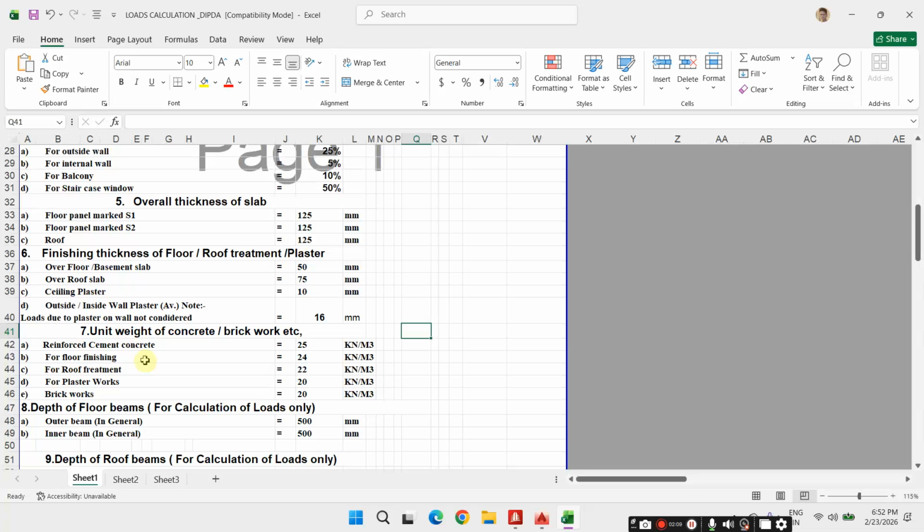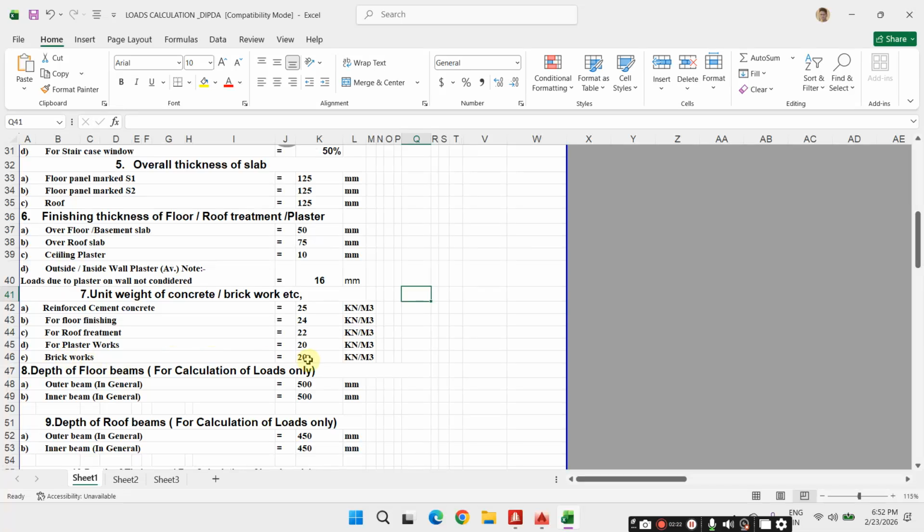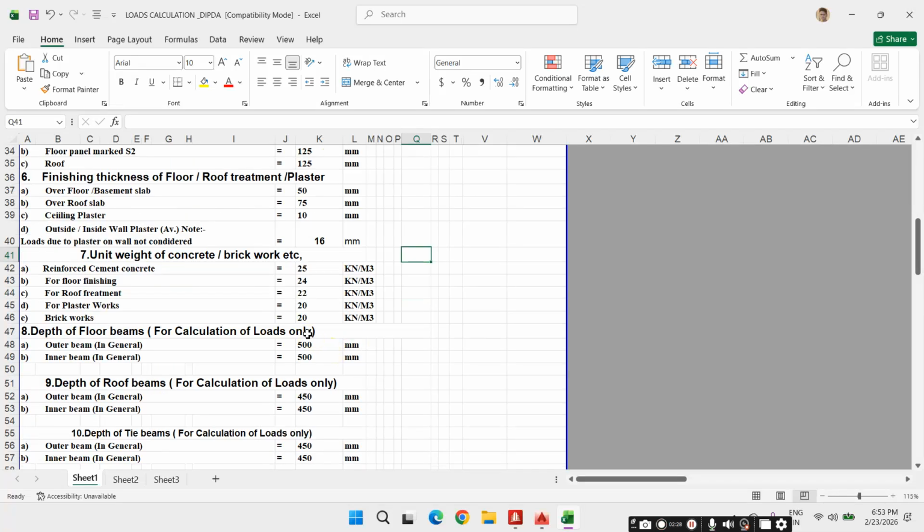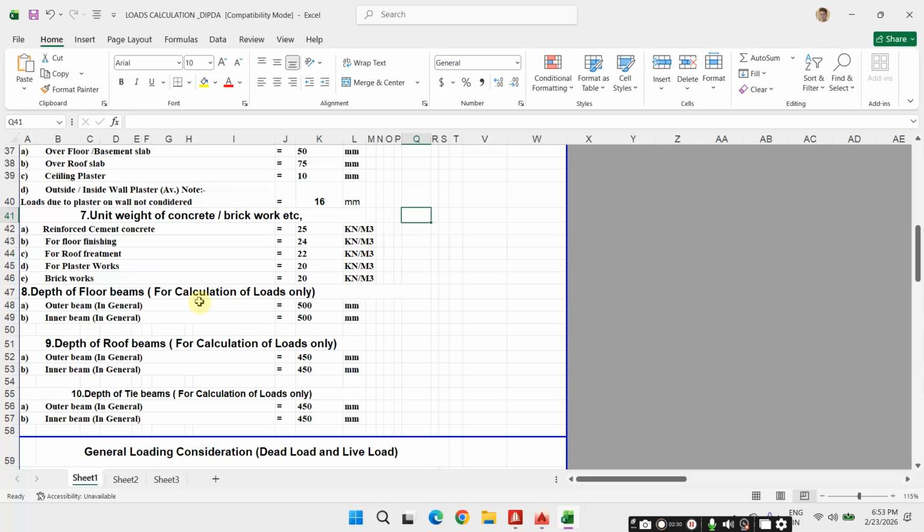Unit weights of concrete and brick: reinforced cement concrete 25, floor finishing 24, roof treatment 22, plaster work 20, and brick works 20 kN per cubic meter. And depth of floor beam for calculation of roof floor beam considered as 500, depth of floor beams 500, and inner beam 500, tie beam also 500.